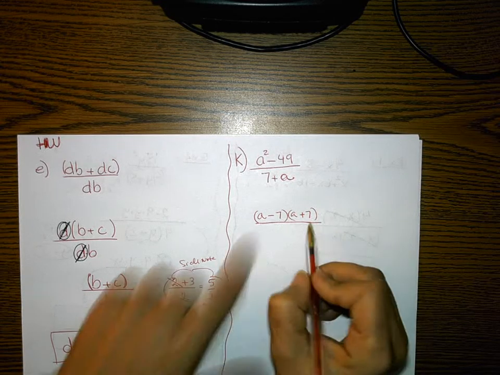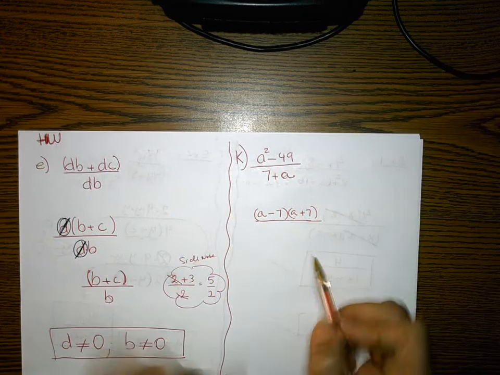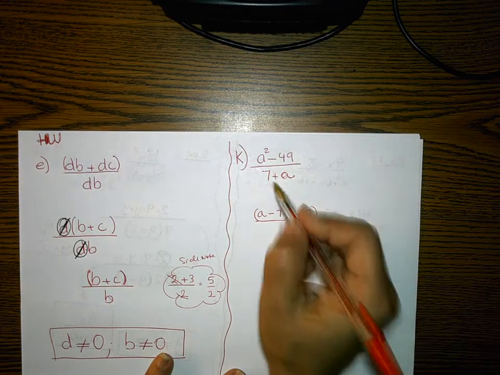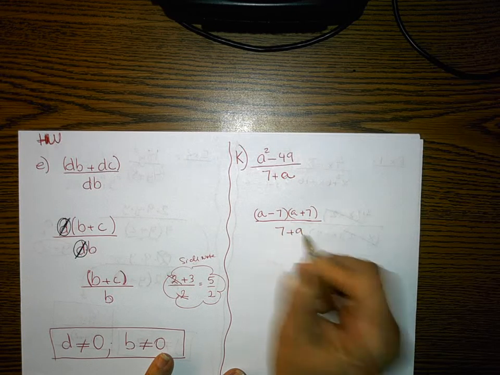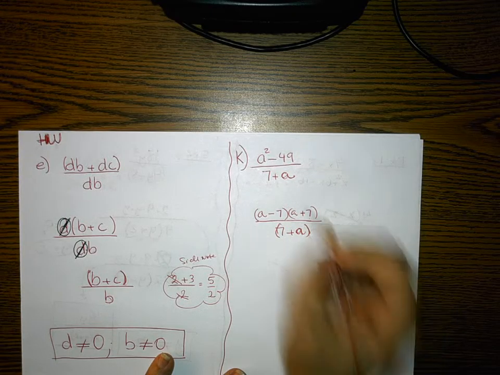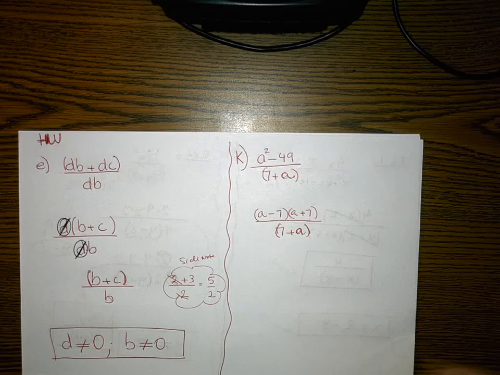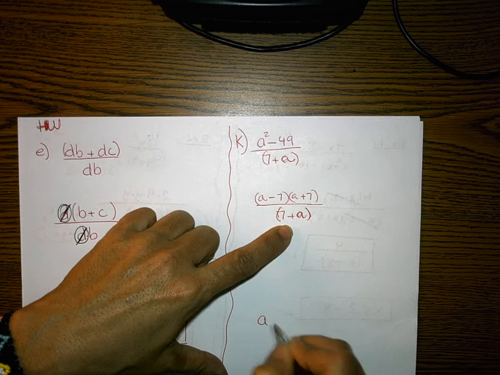Okay, multiplying those gives you negative 49, and a times a gives you a squared. So that is a difference of two squares. And then in the denominator, I have a 7 plus an a. Remember, we have addition or subtraction. We have a group. Okay, this is a group of things that cannot be separated. All right, before I reduce it, I decide what a cannot be.